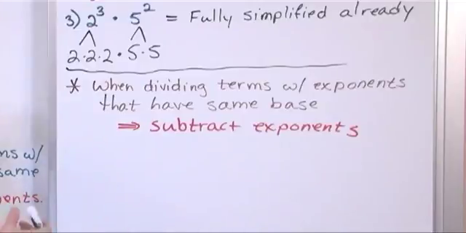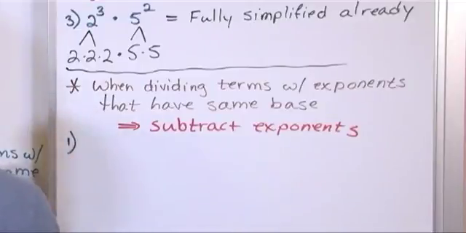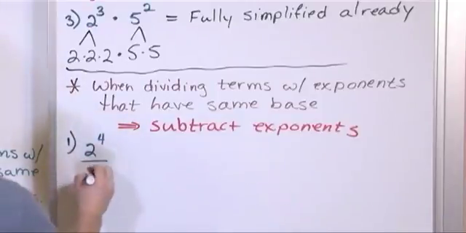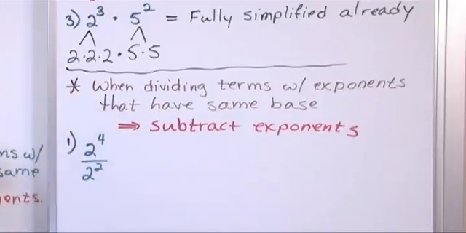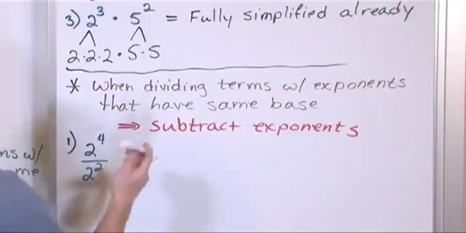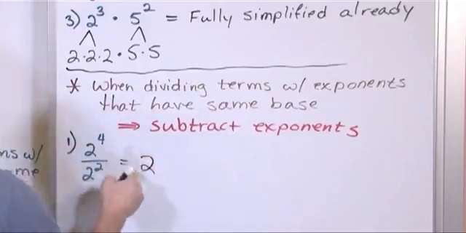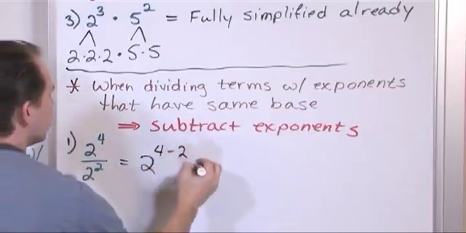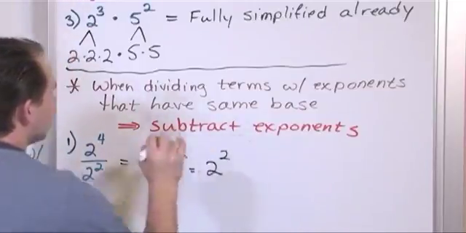So just to give you an example of this case, what if I had 2 raised to the 4th power divided by 2 raised to the 2 power, 2 squared? Well, I look and I say, the bases are the same, so I should be able to do something here. All I have to do is write the base down. The base is always going to be the same, and I subtract the exponents. 4 minus 2. So that's going to be 2 raised to the power of 2.